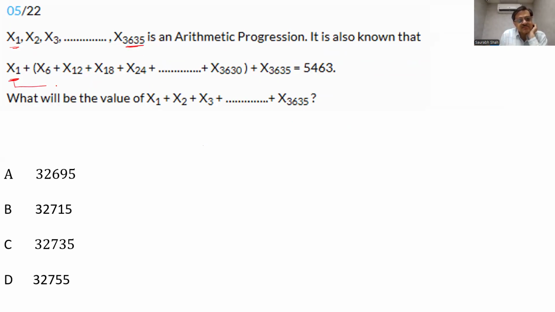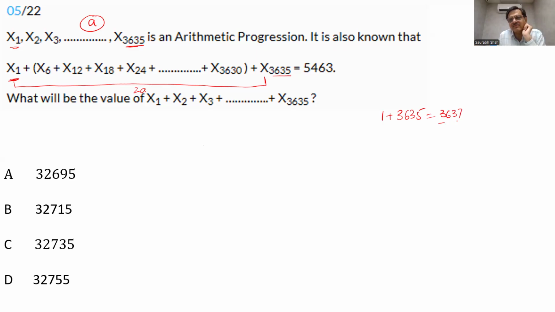So the first and the last, if I say the average of the entire sequence of the AP is A, the first plus last would be 2A. This is a total of 2A. And 1 plus last is 3635. 1 plus 3635 actually gives me 3636. So whenever the total of two terms is 3636, their total will become 2A.